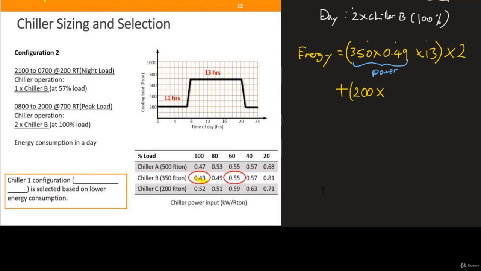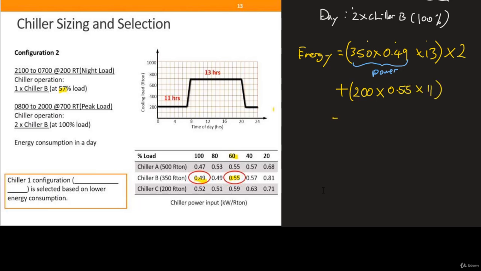Efficiency is a problem now because if you look at the table, there's no 57% here. So what you can do is just use the estimation. 57% is quite near to 60%. So I think you can just safely use this 60% efficiency. You don't have to do any interpolation to get the exact number. You can just use the number that is very near to the percentage loading. So you will just use 0.55 for the efficiency, multiply by 11 hours.